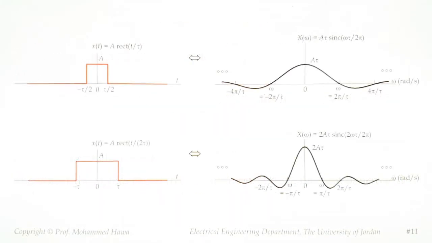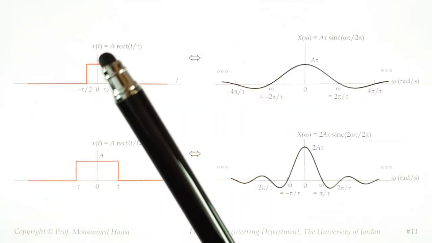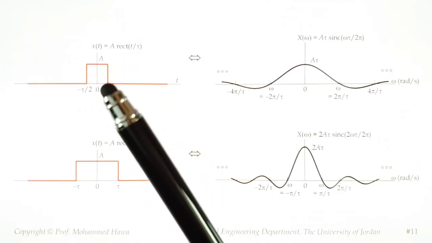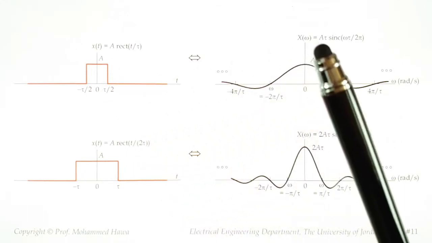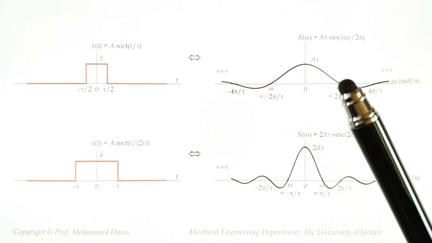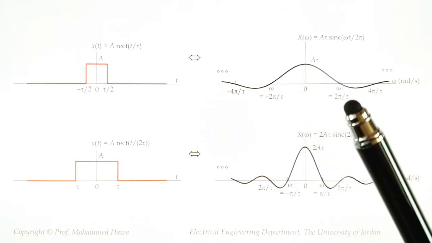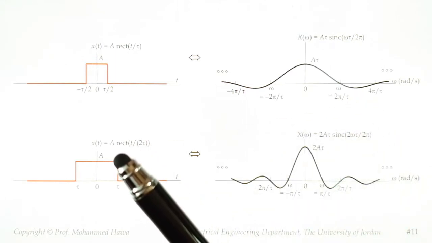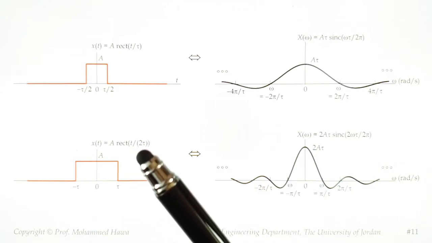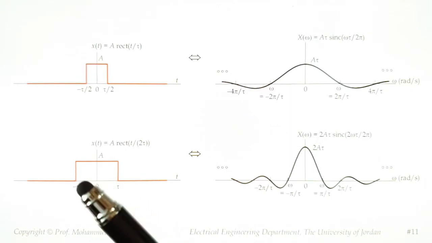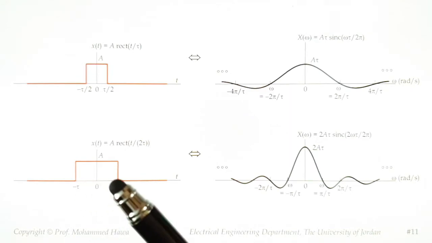I just calculated that the Fourier transform of x of t equal A rect t over tau, which is a single rectangular pulse with width tau, amplitude A, is equal to A tau sinc omega tau over 2 pi, which is this sinc shape with a bandwidth at the first null at 2 pi over tau. If I tell you, let's evaluate the Fourier transform of x of t, A rect t over 2 tau, which is also a rectangular pulse, but this time the pulse width is 2 tau. I expanded the pulse width.